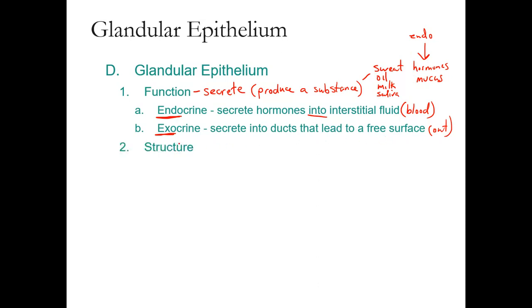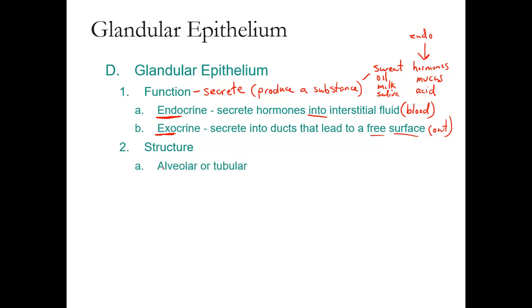Now, we say out of your body, like your stomach acid. Oh, there's another one, stomach acid. It's inside your body, but it's going to a free surface, right? It's going to the hollow inside of your stomach, into the lumen. Okay, so it is considered exocrine.